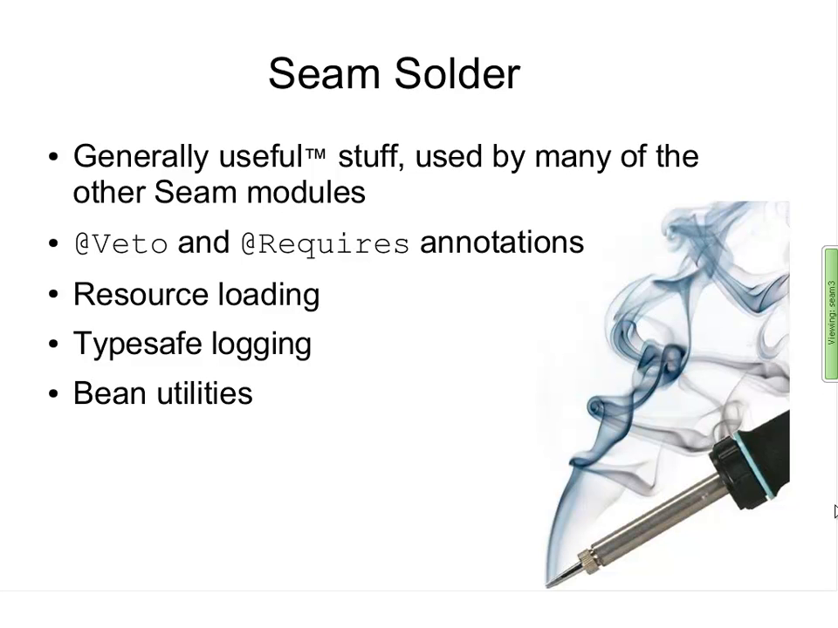Some of the more interesting features are the Veto annotation. What this does is cause the container to ignore the class. And the Requires annotation, which allows you to specify a fully qualified class name that must be present on the class path if you want that bean to be installed. So the Requires annotation is really useful if you want to build optional support for a third-party library that may or may not be present at runtime. The resource loading feature is really useful if you want to access a resource on the class path or in the servlet context.